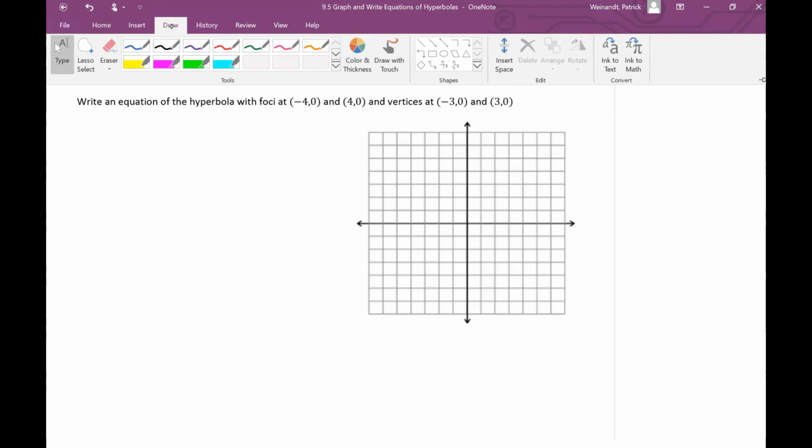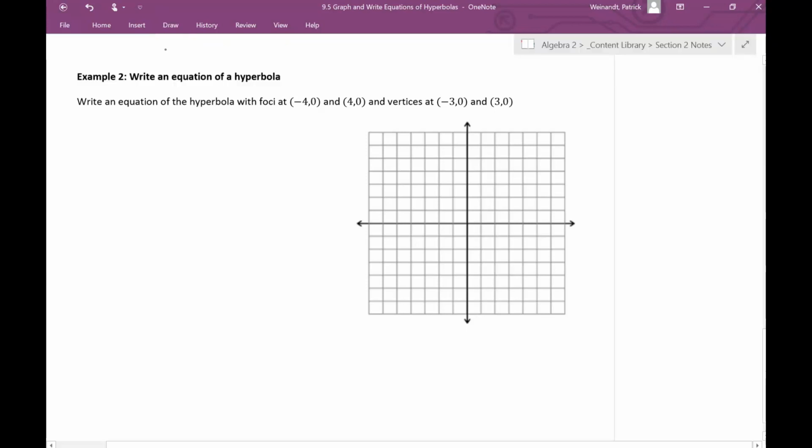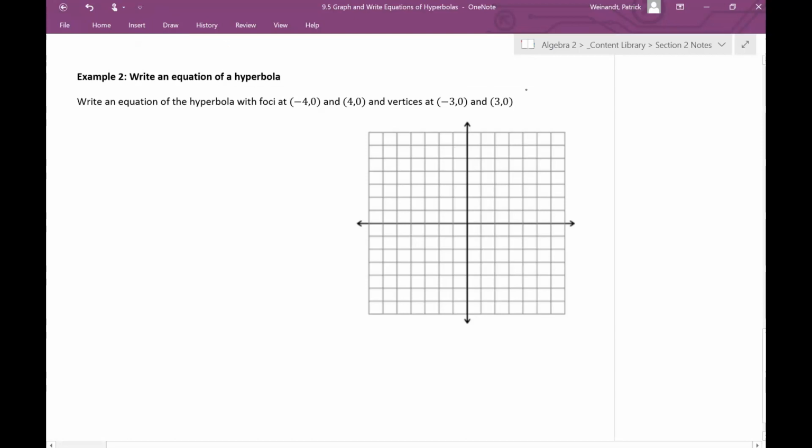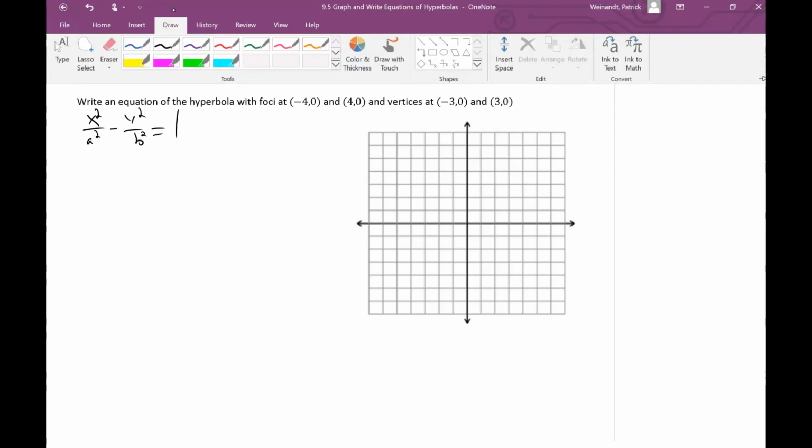Whether you drew it or whether you just noticed that this is going to be on the x-axis, this is going to be on the x-axis, which means I should have a horizontal transverse axis. Either way, you should conclude you're going to have a horizontal transverse axis, which implies that our x squared value should be positive. So we're going to have x squared over some a squared minus y squared over b squared, and that's just going to equal 1. That's the equation we're shooting for here.